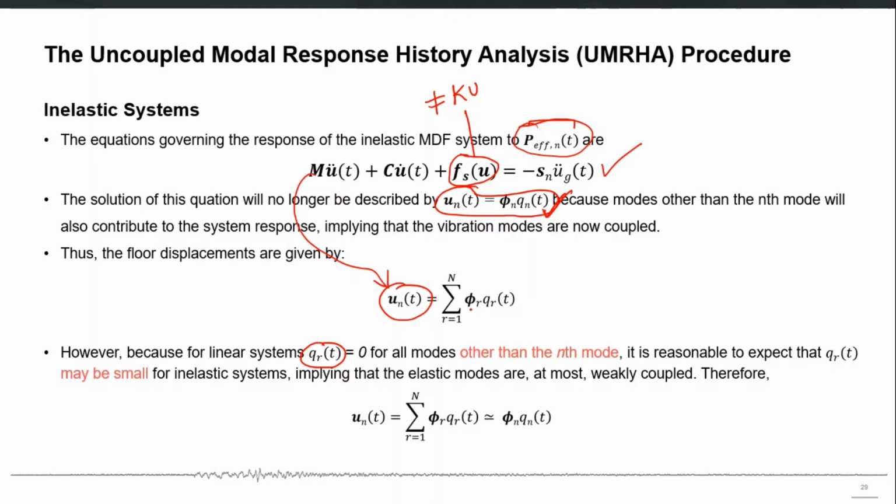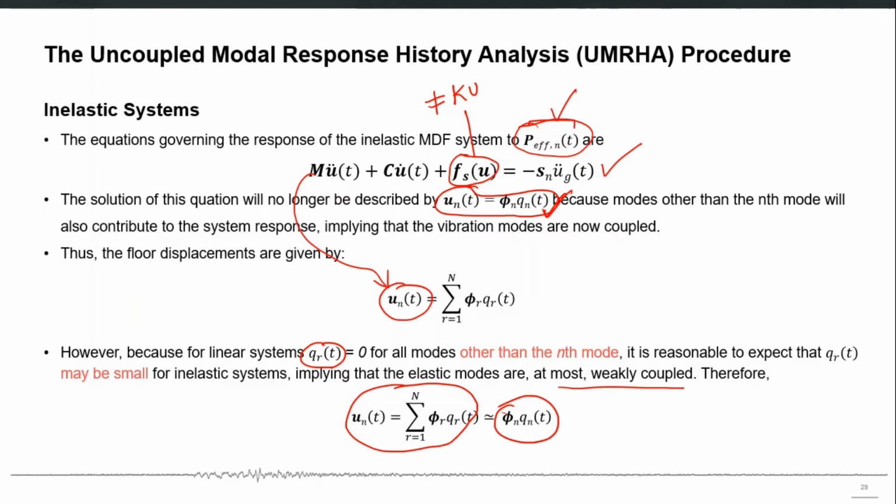But the UMRHA procedure is based on the assumption that we can still assume them uncoupled approximately, or weakly coupled. So this equation is approximately replaced by the same phi n into qn. Although we know that the original equation can be coupled, we can assume that un(t) can still be approximately equal to phi n into qn. The response against the nth mode effective earthquake forces can still be approximately in the nth mode only, and the effect of coupling can be ignored.